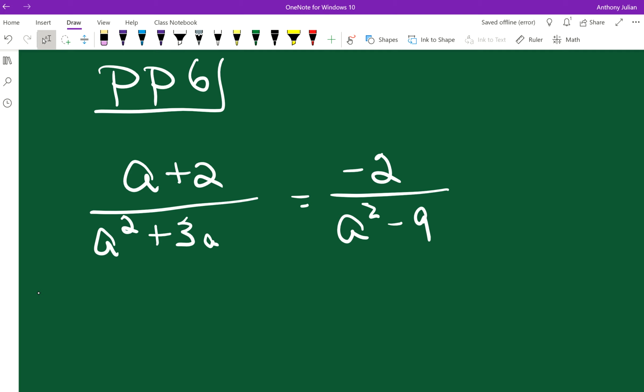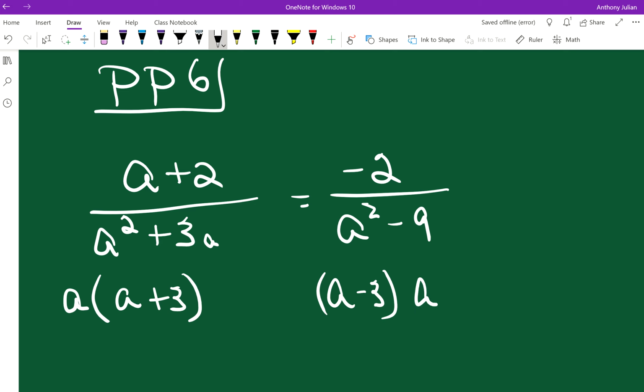All right, here's practice problem 6. And let's do some factoring in these denominators, okay? So on the left side, I can take out an a. And what's left is going to be a plus 3. And on the right side, this is a difference of two squares. It's going to be a minus 3 times a plus 3. Okay, so I can ignore these here right now.